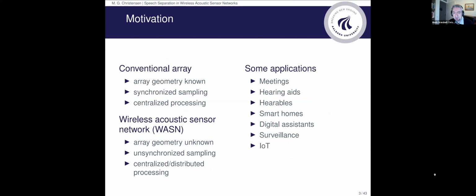You have everything connected to the same device with synchronized sampling, and you have centralized processing where you have access to all the signals. On the other hand, in a wireless acoustic sensor network, we have unknown array geometry, unsynchronized sampling, and we may have either centralized or distributed processing. Possible applications of such networks are, of course, meetings, but also hearing aids that could collaborate with other devices, hearables in general, smart homes, digital assistants, surveillance, and IoT applications.